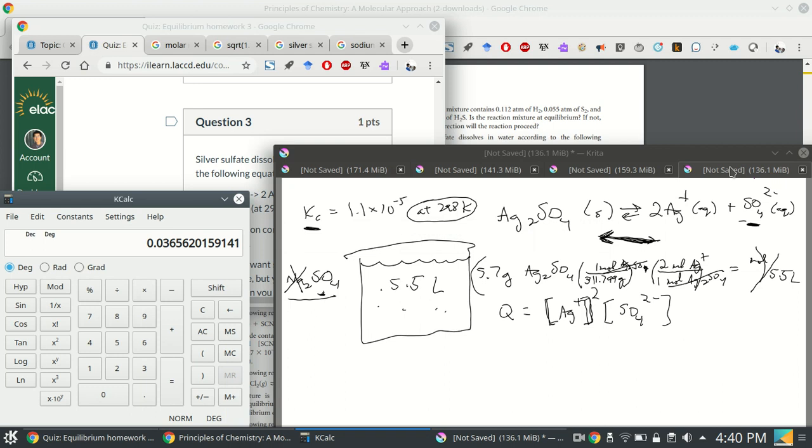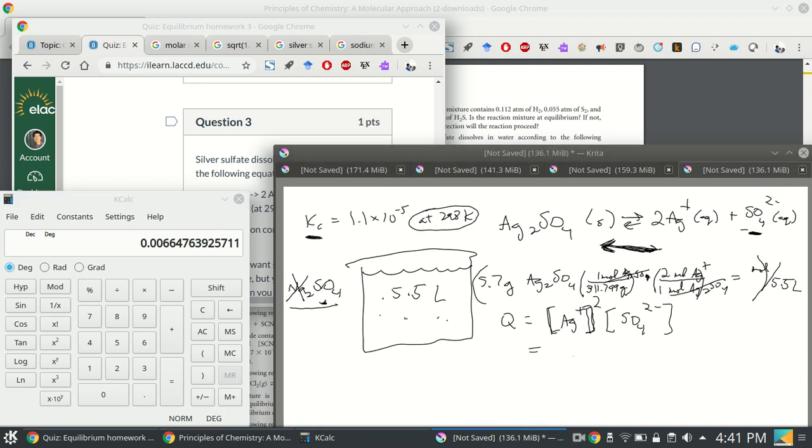But I'm not going to trim this at all, because this is all multiplication and division. I'll trim it at the end. Don't worry. So divided by 5.5 liters, that's 0.0066 molar. So what I've got in here is Q equals 0.0066 molar. But it's squared. Yeah, it's squared, baby. So don't forget about the squared.